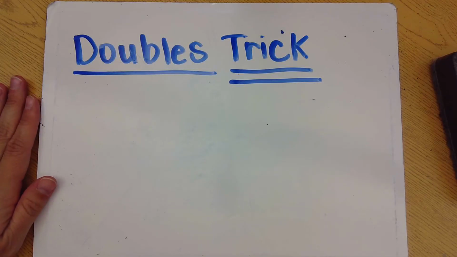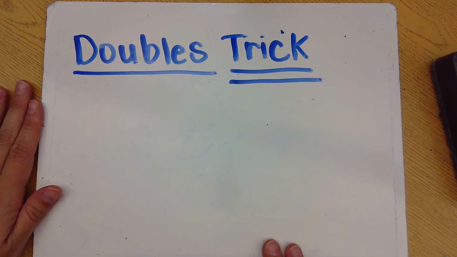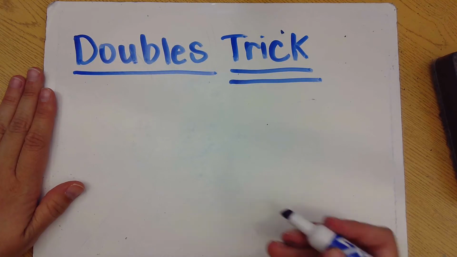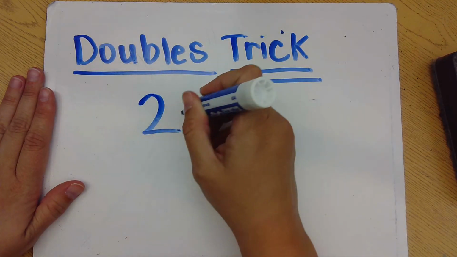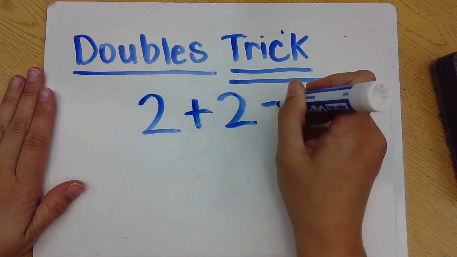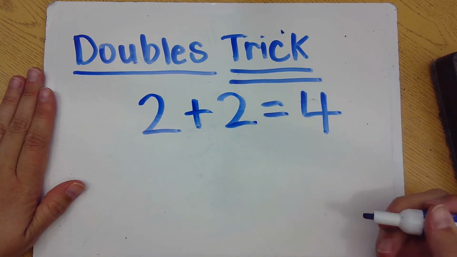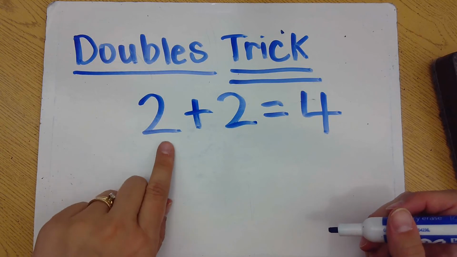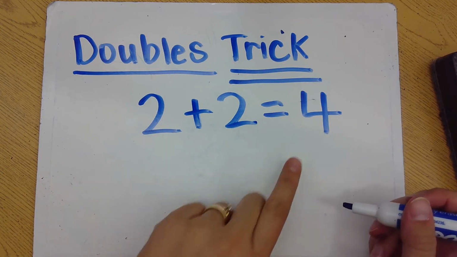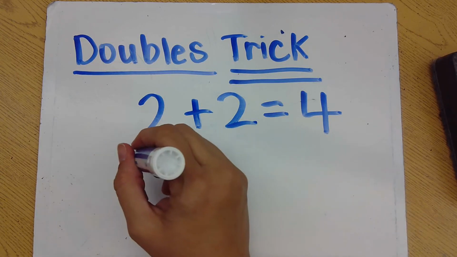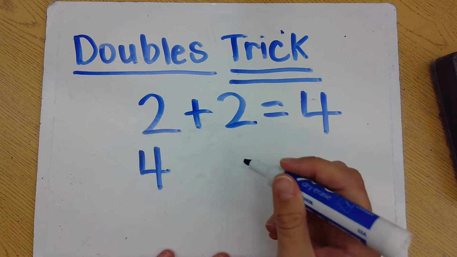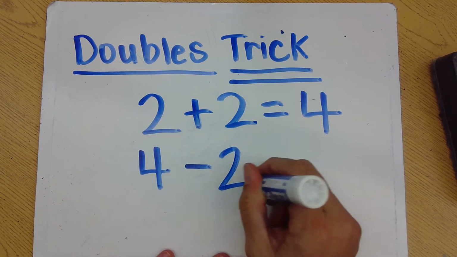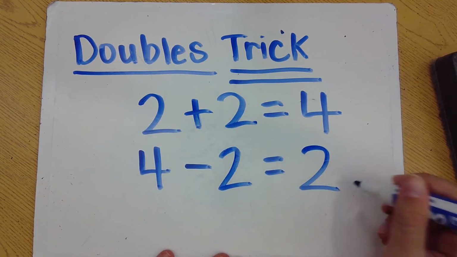Another strategy is called the doubles trick. This is a little trick that we use when thinking about our doubles facts. Let's think about the doubles fact 2 plus 2 equals 4. If I use the doubles trick and I know that 2 plus 2 equals 4, then I also know that 4 minus 2 equals 2.